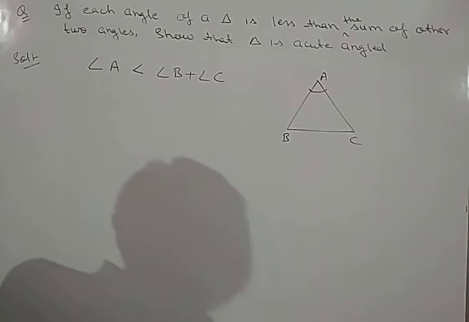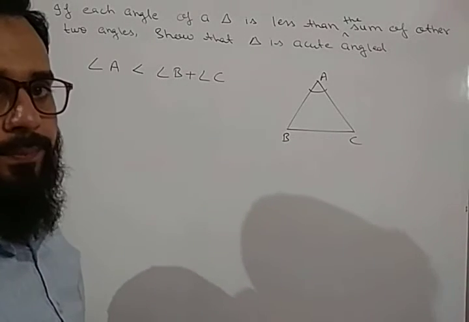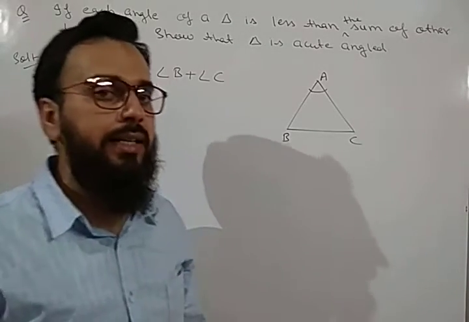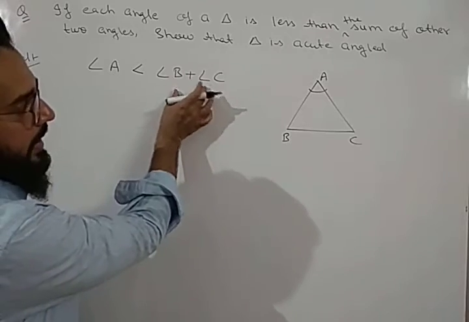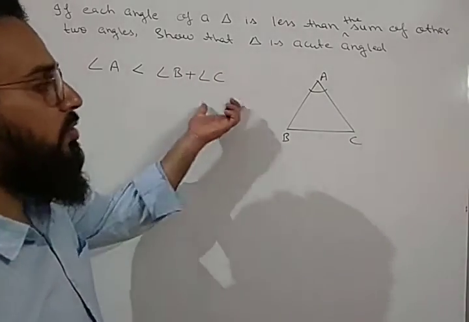So what can we do here? Now if we add angle A to both the sides, because we know the angle sum property, the sum of all the three angles of a triangle is 180 degree. So if we get on the right hand side angle B plus C is given, if we get angle A also, then its value will be 180 degree.